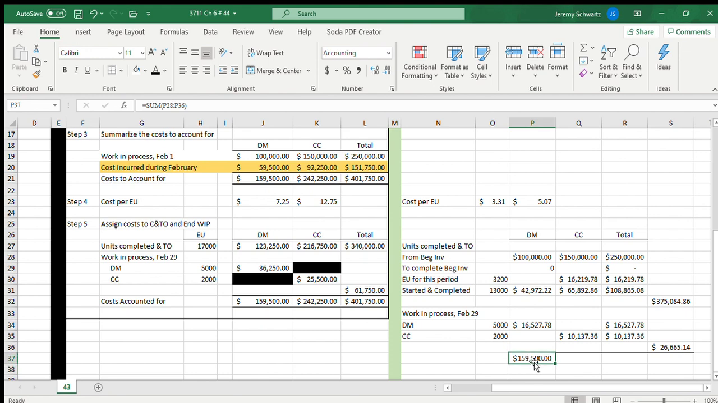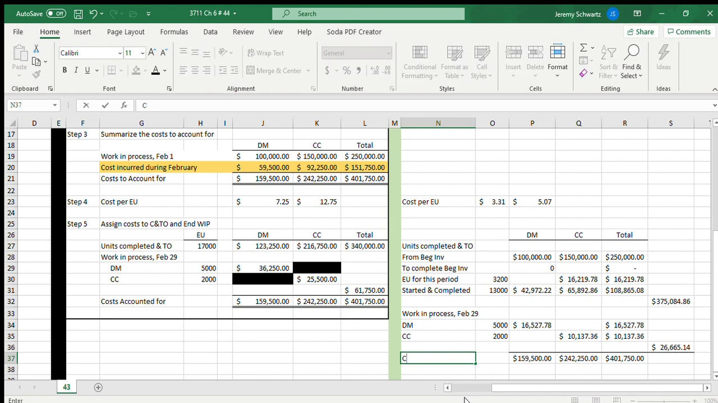So that when we look at our grand totals then, summing these columns, we have our 159,500, 242,250, and 401,750 as our costs accounted for.